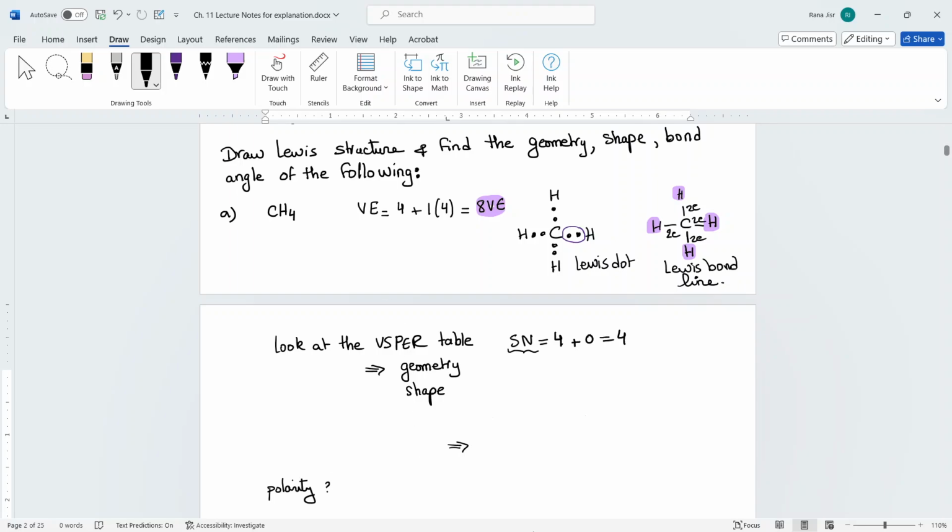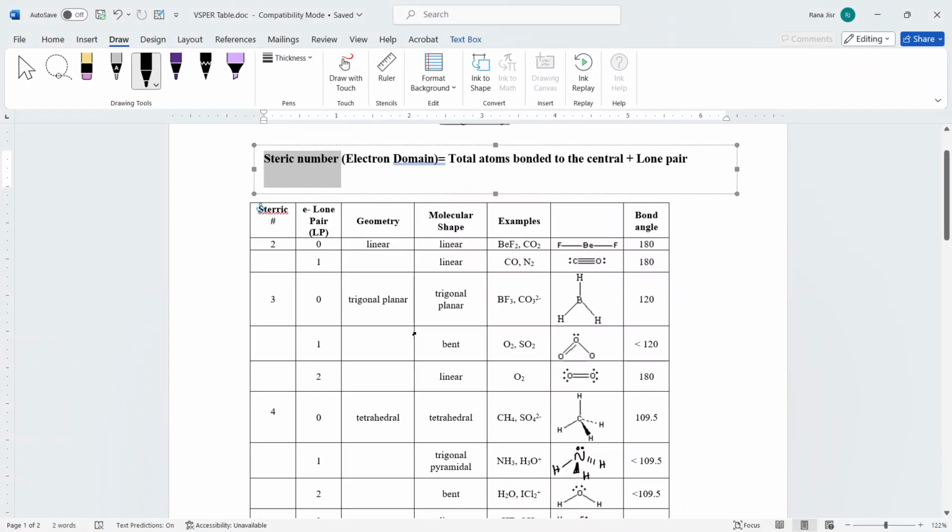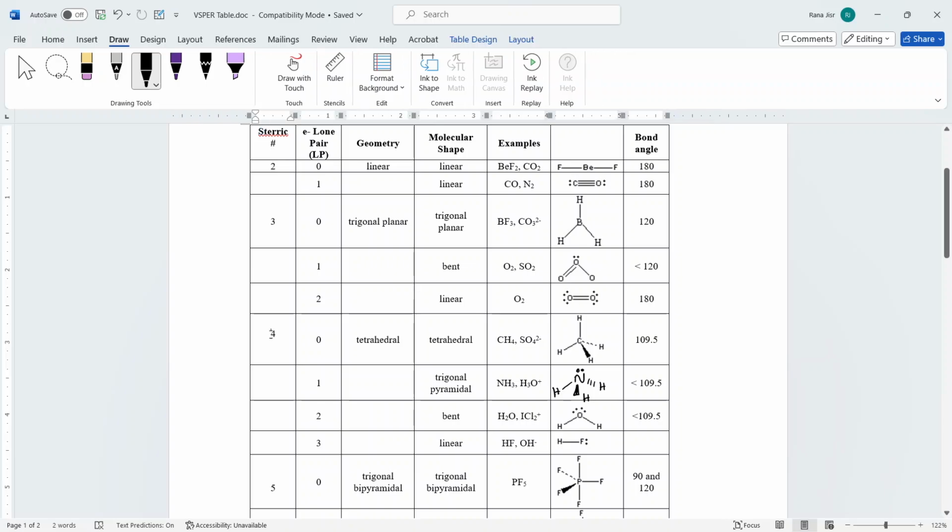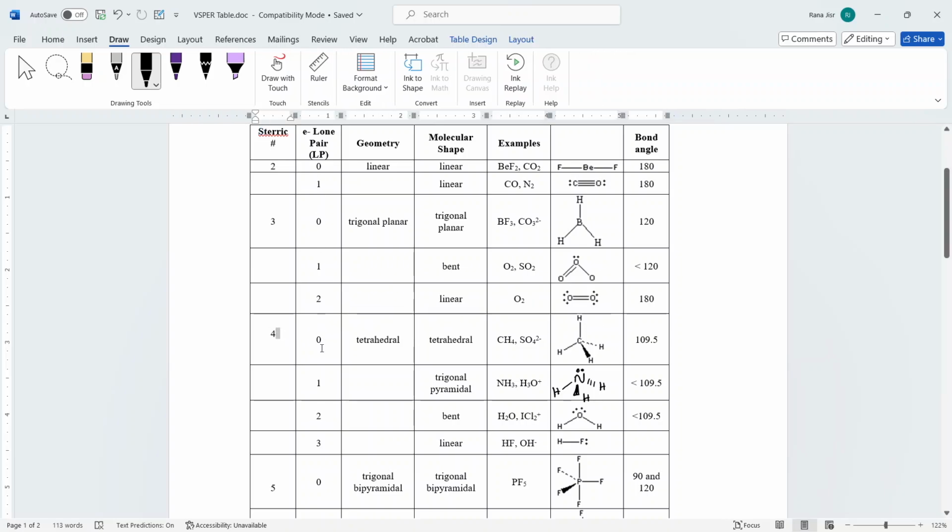So you go to the table and you look for steric number equal to 4 and lone pair equal to 0. And then the geometry is tetrahedral, and the molecular shape is tetrahedral as well. What's the difference between them? If there is any lone pair on the central atom, that lone pair will change the shape of the molecule, and it's going to squish the bonds a little bit, so the bond angle will be less than that of the geometry. But for us, there is no lone pair for this example. So the molecular geometry and shape are the same.